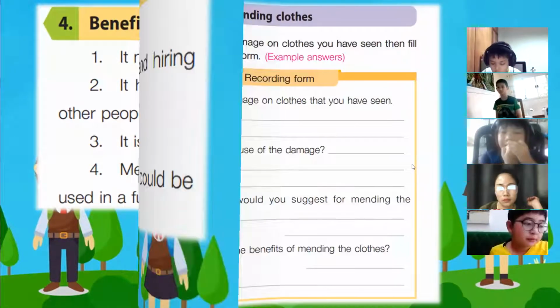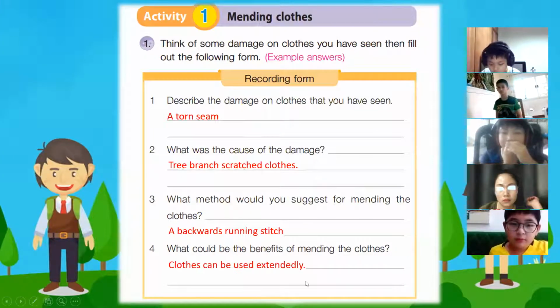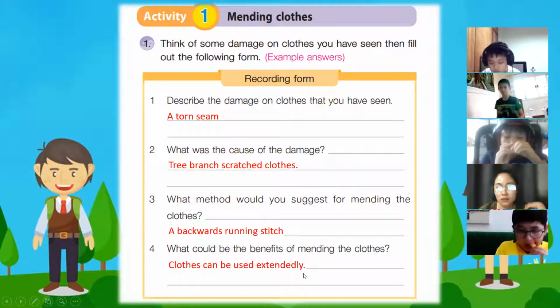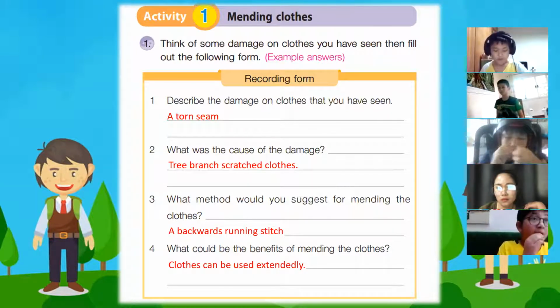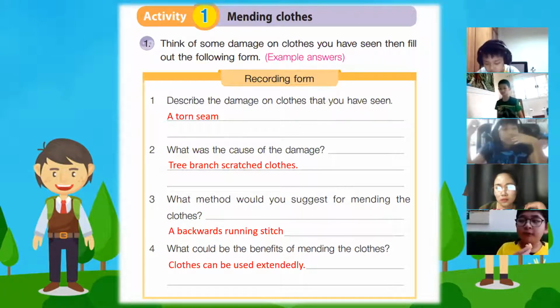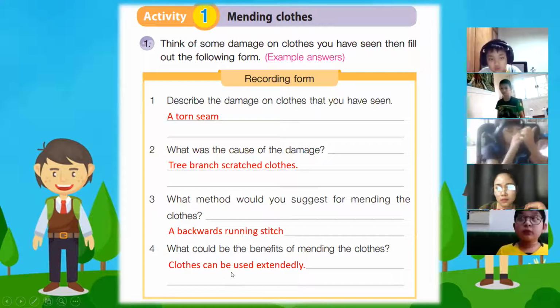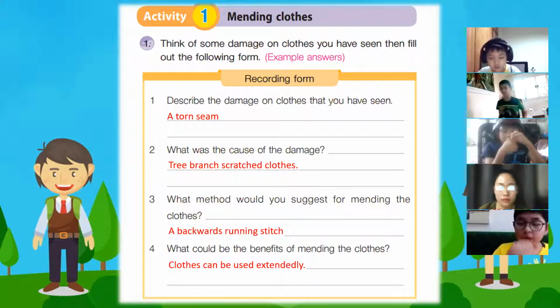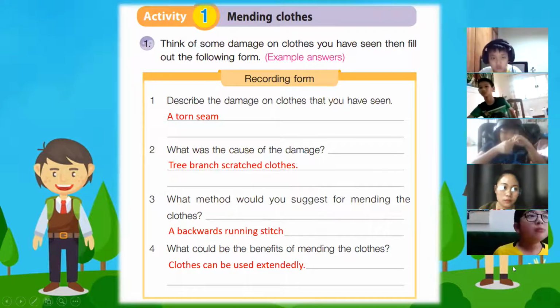So this is the one mentioned for you here. This is just one benefit. Clothes can be used extendedly. That means we can use it again and again. But other than that, you can write, we can save money, we can spend our free time. And it's a basic skill, we can make it a future career such as fashion designer. So all these kinds of benefits you can write by yourself. Okay, students, you understand that? Yes. Okay.